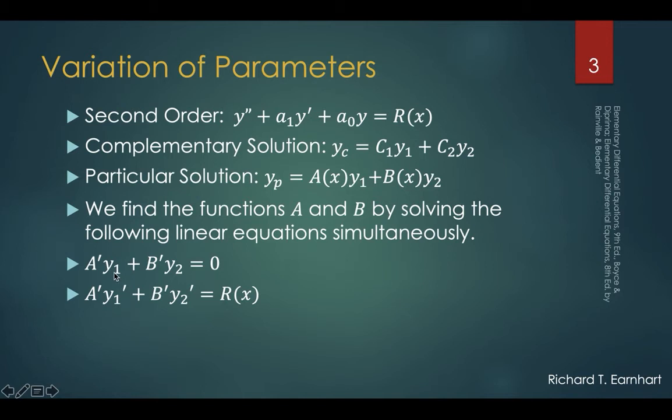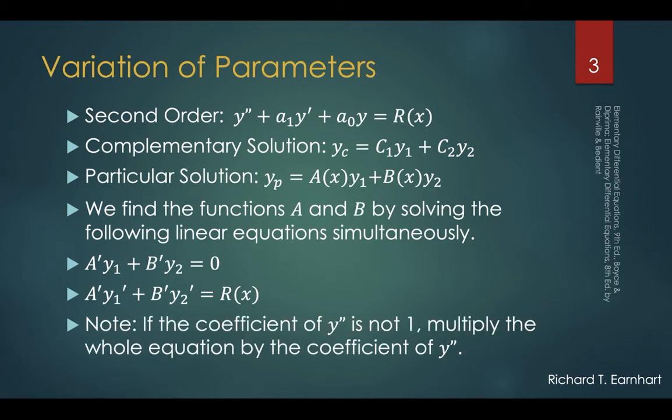And then for the coefficients, we have y1 and the first derivative of y1 for the second equation, and y2 for the first equation. The second equation has the first derivative of y2. On the right hand side, you have 0 in the first equation, and in the second equation, you write down whatever you have for r of x. Note that if the coefficient of y double prime is not equal to 1, then you have to divide the whole equation by the coefficient of y double prime.